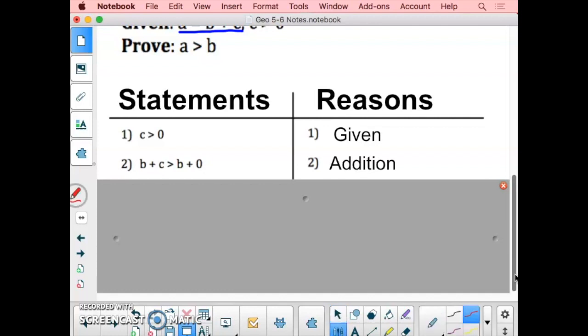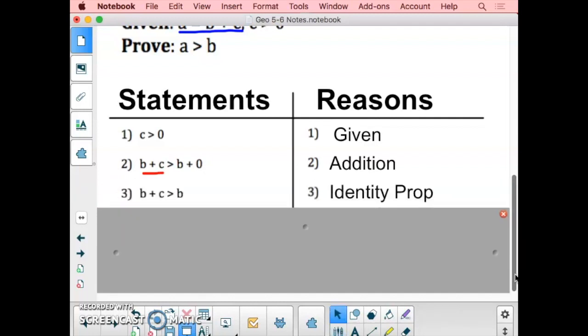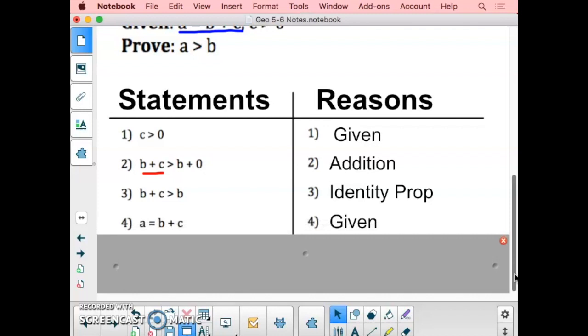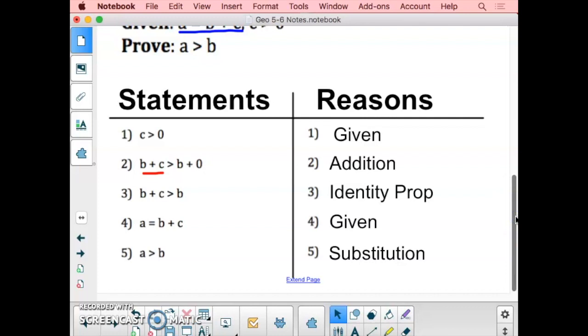And now this is the part that A is equal to, all right? So I'm just dropping off the 0 here by the identity property. Adding 0 to something doesn't change the value, okay? So now I know that A is equal to B plus C, and I know that B plus C is bigger than B, so by a little bit of substitution, A has to be bigger than B. Since B plus C is greater than B, I could swap B in, and I know that A is greater than B by substitution.